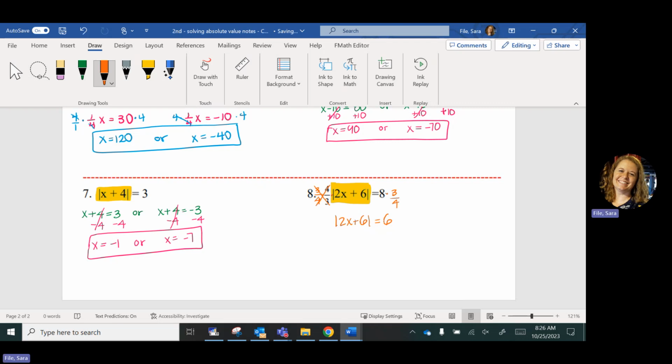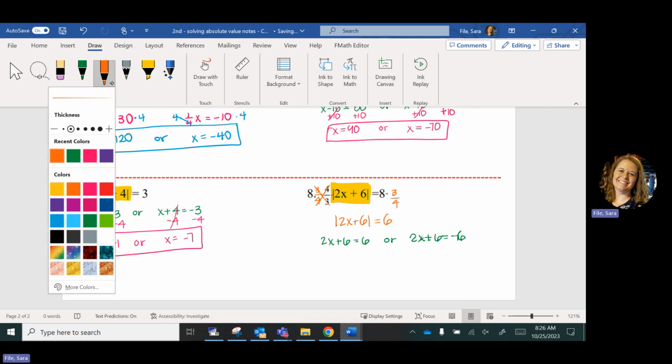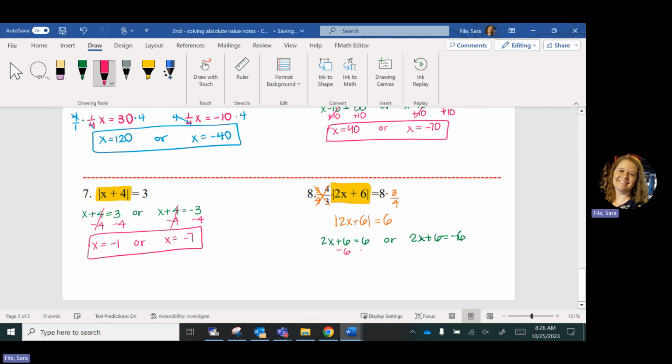I've isolated and it's equal to a positive number, so I know how many solutions? 2. So I'm going to go ahead and split this up. 2x plus 6 is equal to +6, or 2x plus 6 would be equal to -6. Okay. Now solve. Last step. What am I going to do to solve for x? What do I need to move first? I need to move the +6, so I'm going to do that by subtracting. So we do opposite operation. You do to one side, you do to the other.